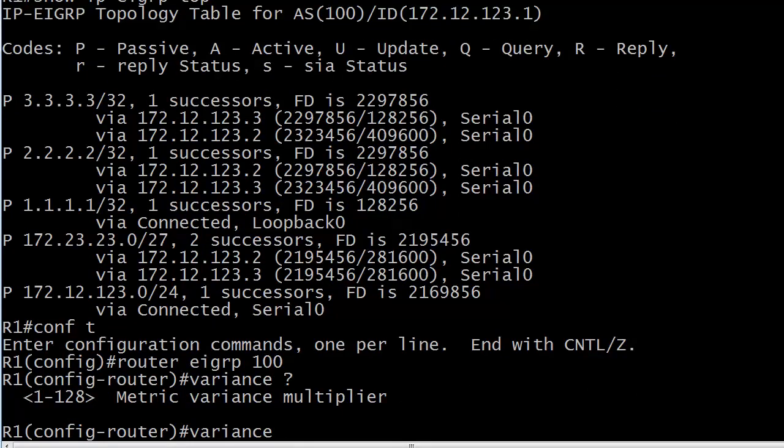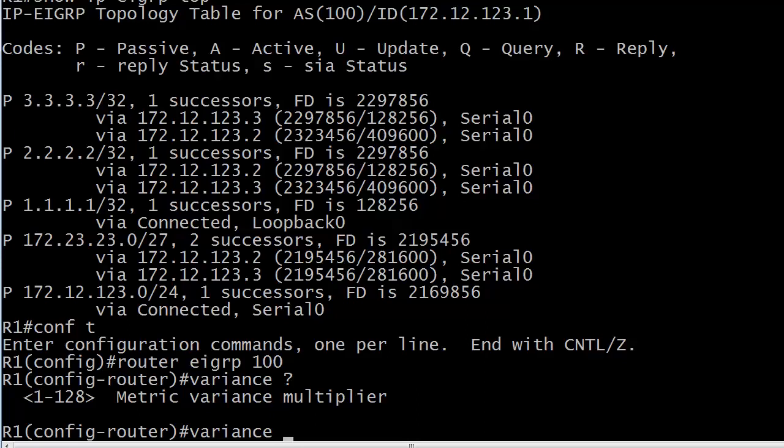The acceptable range is 1 through 128. Notice you can't set this one to 0. You can't disable EIGRP equal cost load balancing. The lowest you can set the variance to is 1, and that is equal cost balancing. But we want to do a little unequal cost balancing.